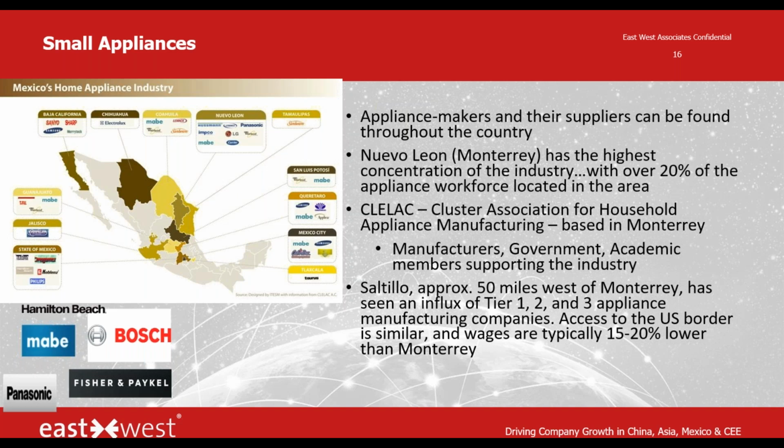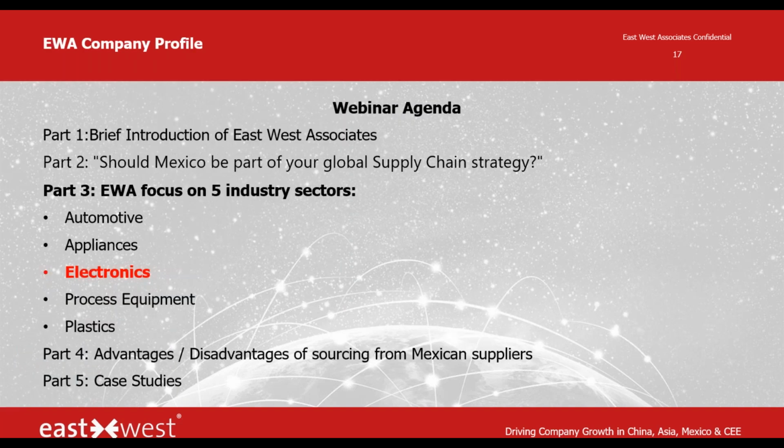Now what's happened though is it's got 20% of the workforce. But east of Monterrey, Saltillo is also growing a lot. Tier 1, Tier 2, 3 appliance guys have moved there. Labor costs are 20% cheaper than Monterrey. However, you still have great access to the USA because remember now, a lot of this product is going back to the States to replicate the 45 billion of what's coming in from China. And so with that, I'm going to turn it back over to Dan, who's going to talk about the other 3 sectors.